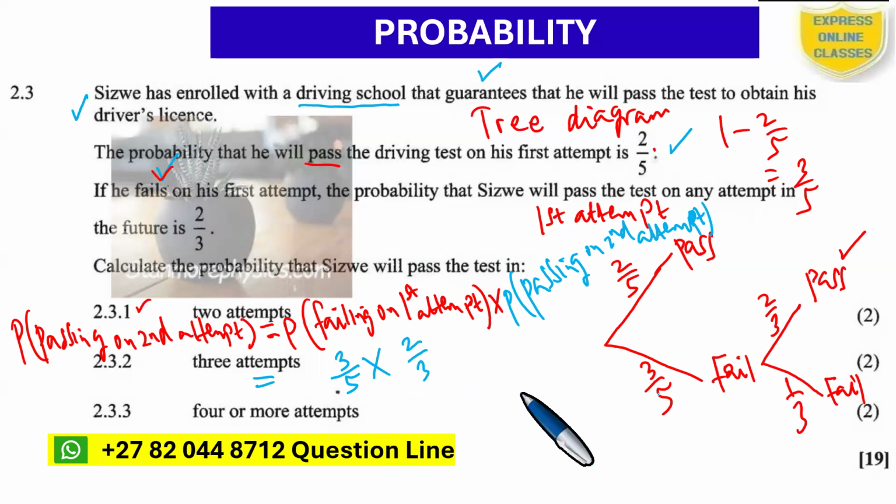So he's going to pass second attempt, but when he passes the second attempt, he would have failed first. And therefore, the answer is 3 times 2, 6 out of 5 by 3 is 15, divided by 3, 2 out of 5. And we have 0.40.